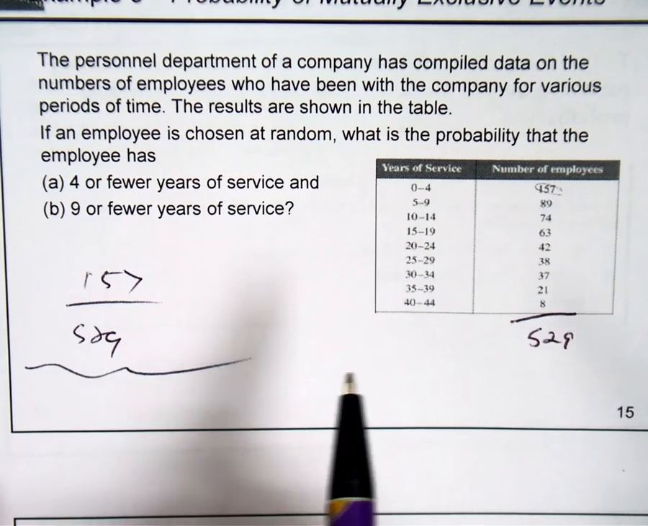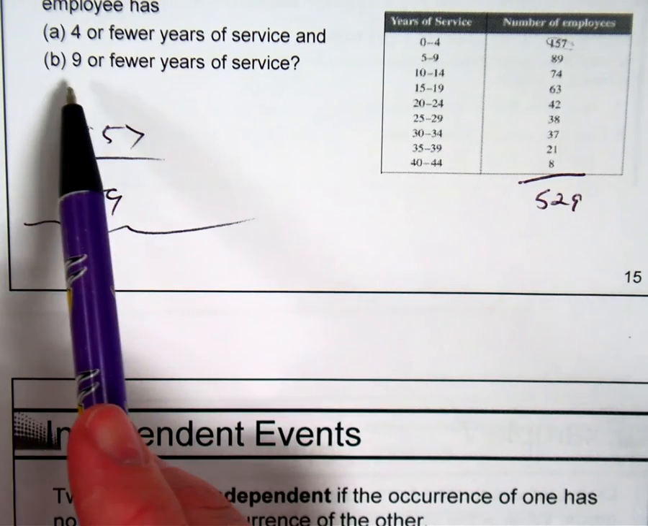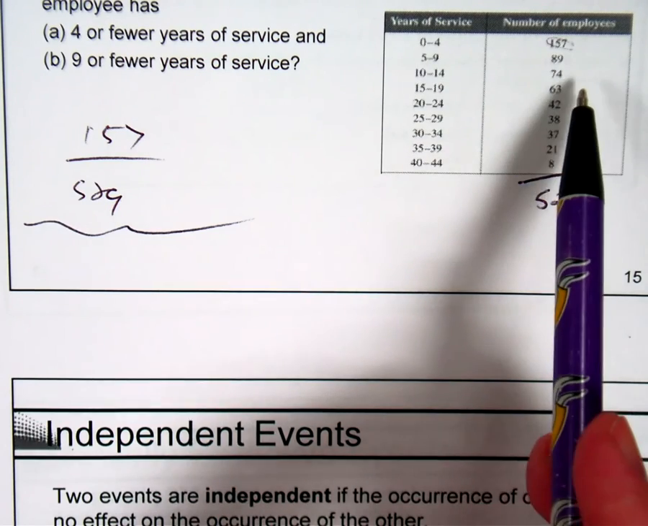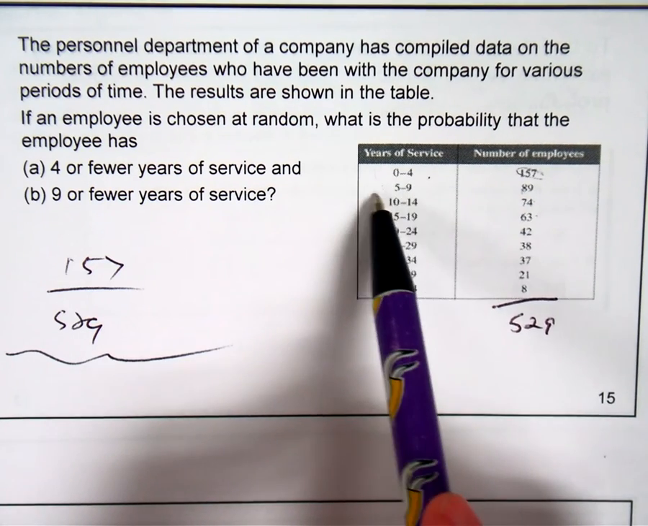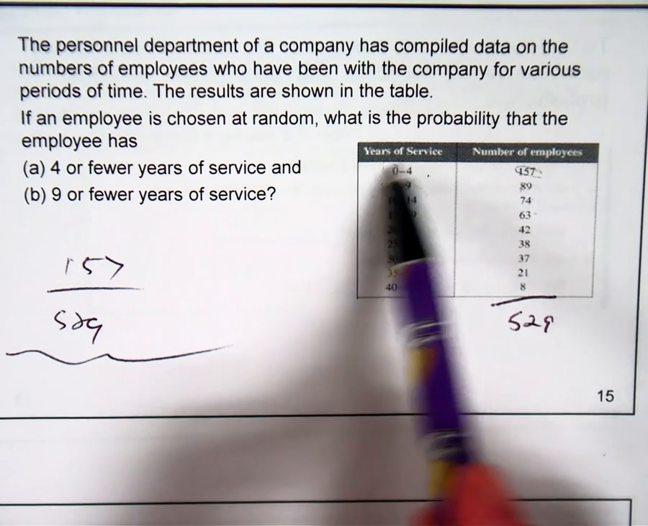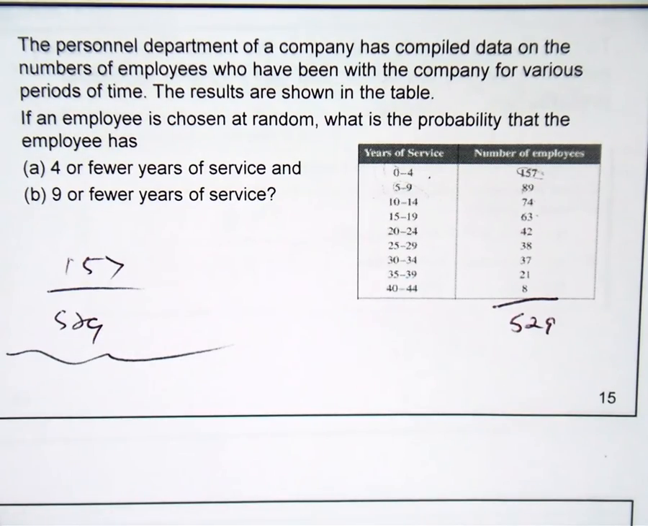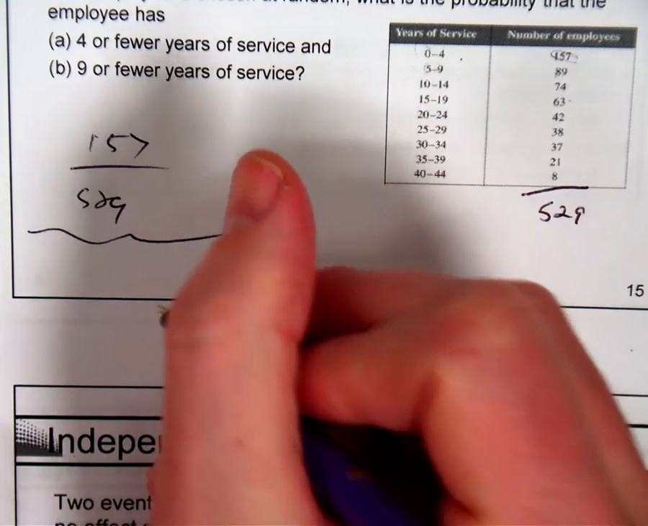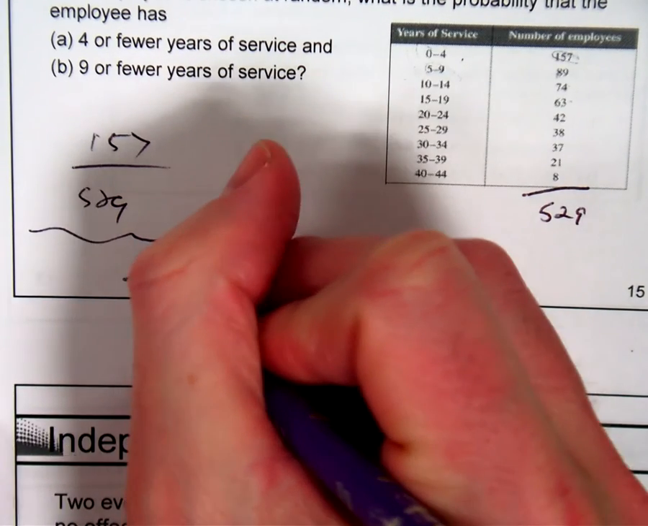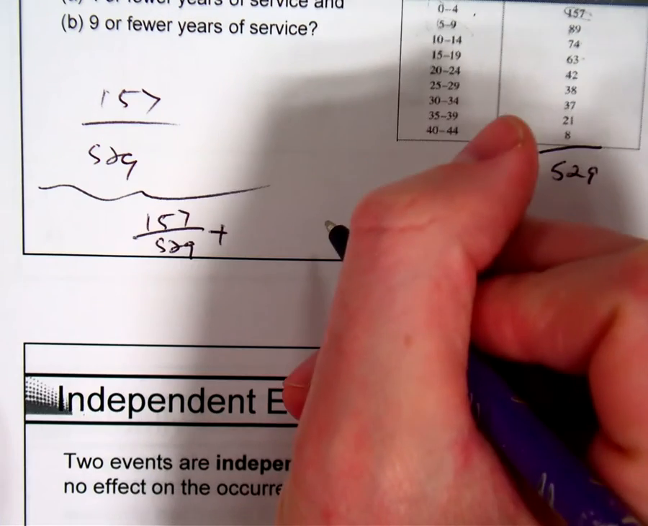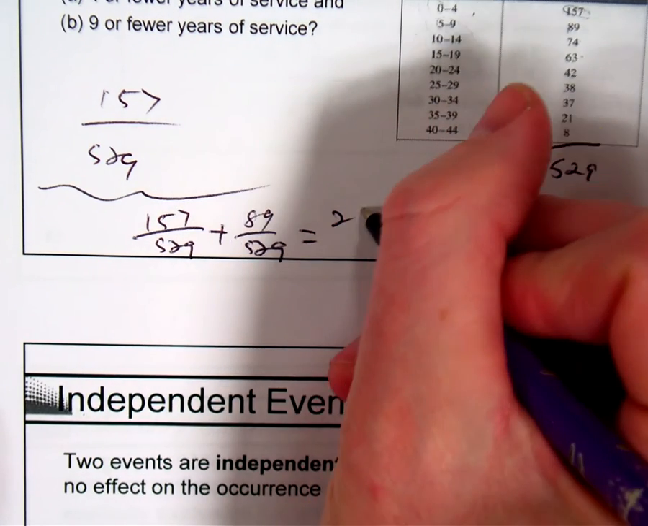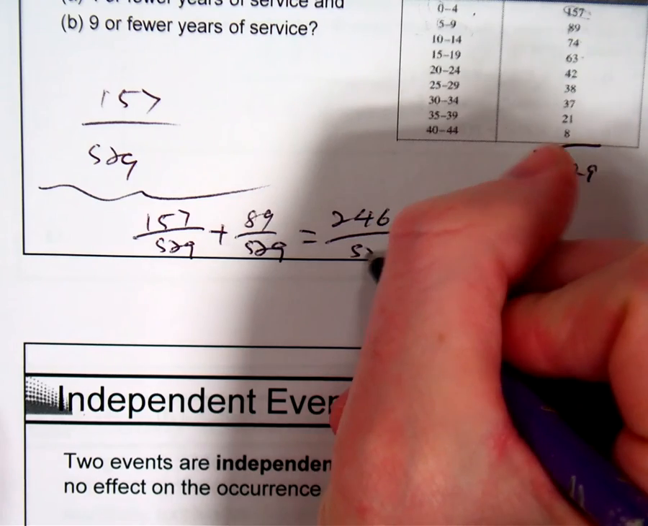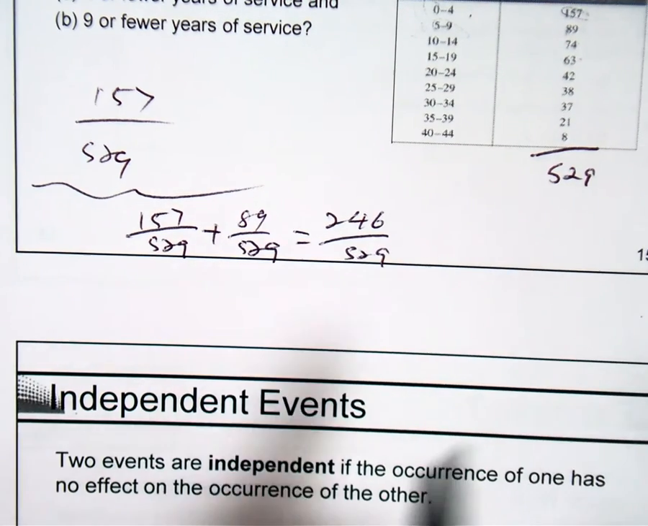Okay, B, 9 or fewer years of service. So now we're going to add those 89 plus the 157. All right, there's no overlap. It's 0 to 4, and then the next section is 5 to 9. There's no overlap between those, so there shouldn't be any overlap of employees, so we don't have to subtract any. It's just as easy as adding them together. 157 over 529 plus 89 out of 529 for a total probability of 246 out of 529. Okay, there was no overlap, so I didn't have to subtract anything away.